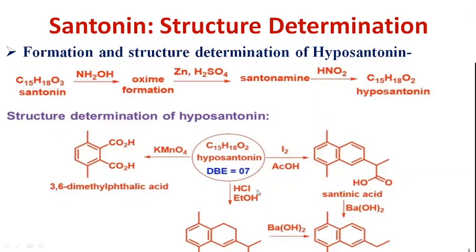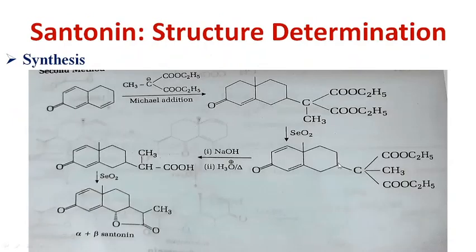The same structure is obtained from HCl and ethanol also, as you can see, and reaction with barium hydroxide leads to the same structure. This means you can see very well here that the positions of the two methyl groups are the same in all the reactions. This means we can assign the position of the two methyl groups in hyposantonin, as you can see in the next slide.